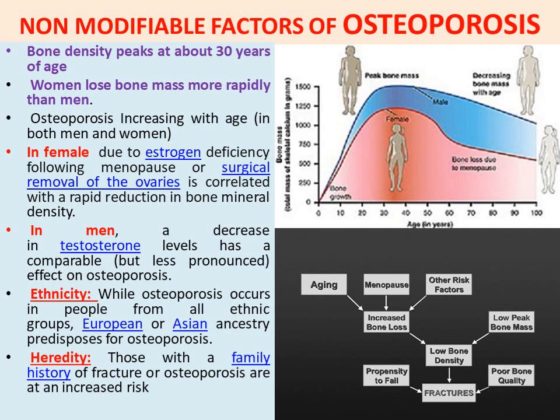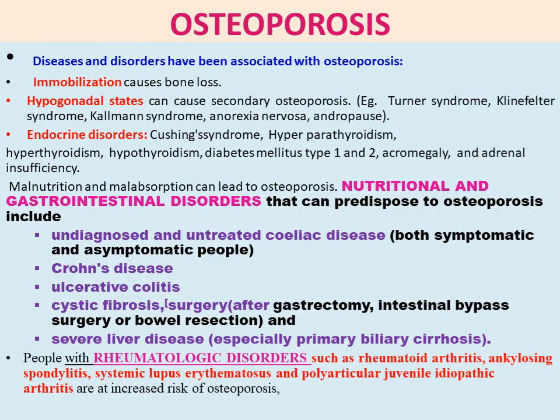Okay, so these are all the factors correlated with the fractures due to osteoporosis. Then, diseases and disorders have been associated with osteoporosis. So, the diseases in which osteoporosis is reported. Immobilization causes bone loss. If any person is immobilized, then bone loss is common. Hypogonadal states can cause secondary osteoporosis. Examples are Turner syndrome, Klinefelter syndrome, Kallman syndrome, anorexia nervosa, and andropause.